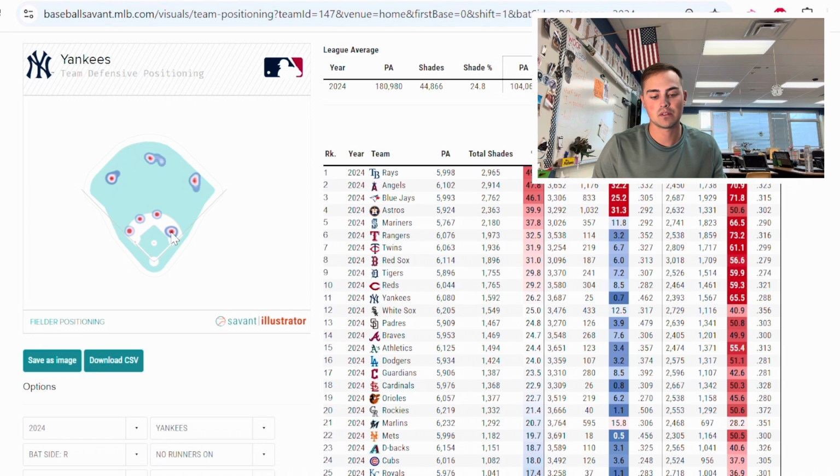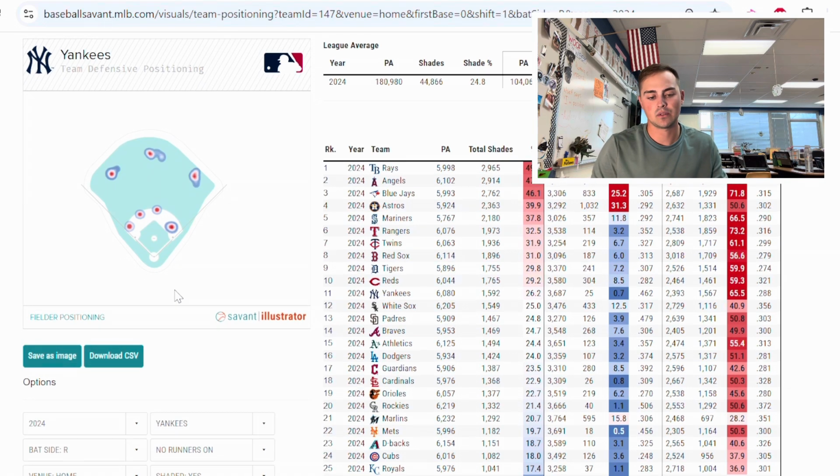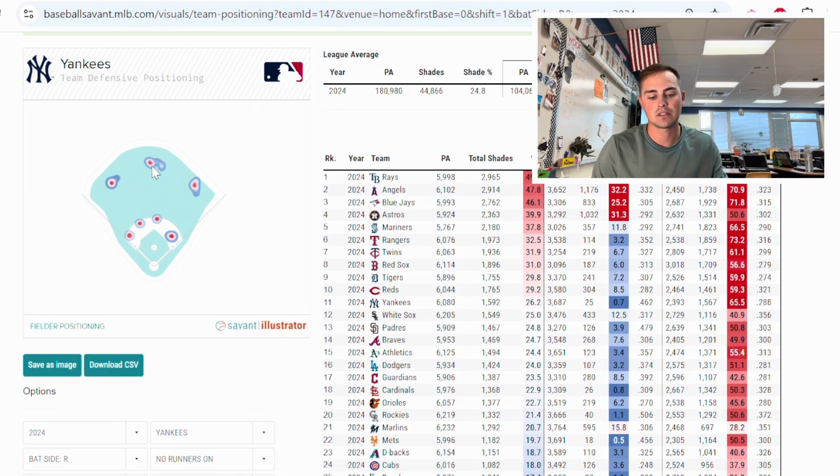He's not as deep. He's coming in towards the baseline, covering ground that way. And then they take the second baseman and put him essentially in the reverse of where the shortstop was. Again, there are going to be some outliers here. Noticing the blue, that's where guys are moving in various scenarios. Maybe they've seen something from certain guys.